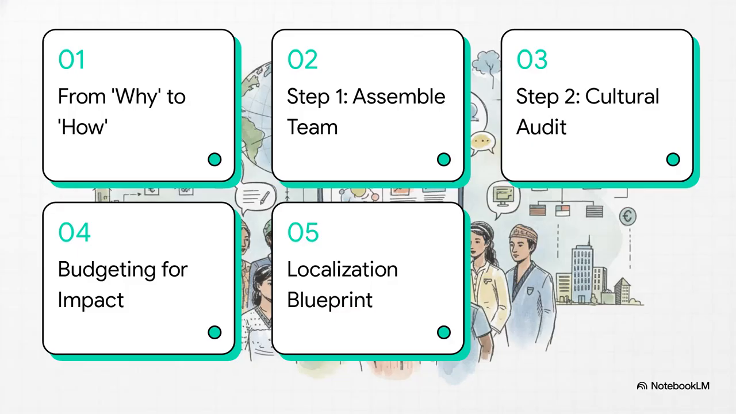Here's our roadmap for today. We're going to talk about making that big shift from why to how. Then we'll walk through 3 super concrete steps: getting your team together, doing a cultural audit, and budgeting for real impact. And at the end, we'll pull it all together into a simple blueprint you can take with you.